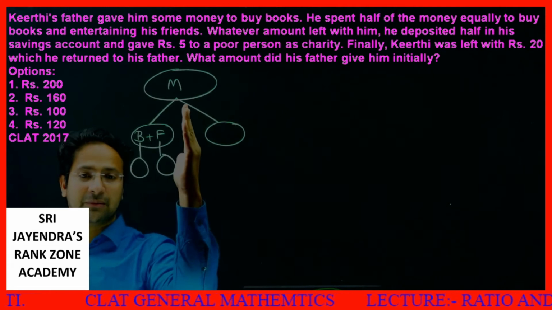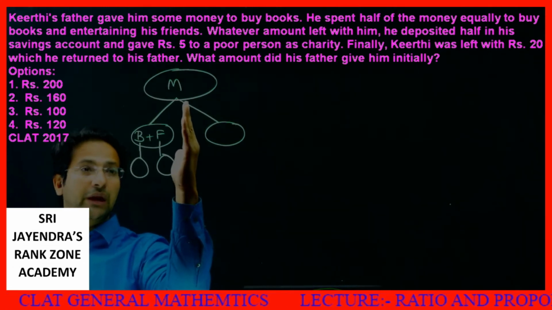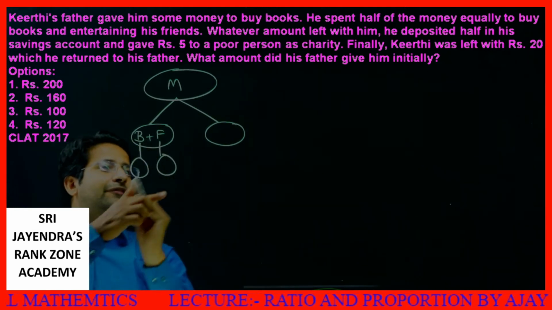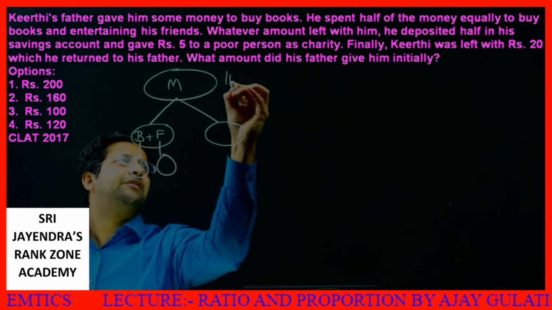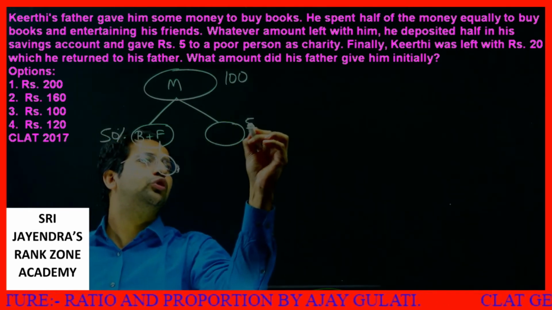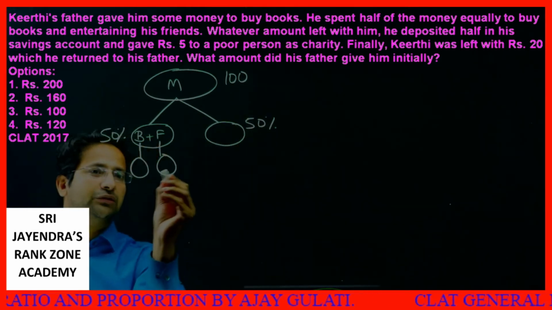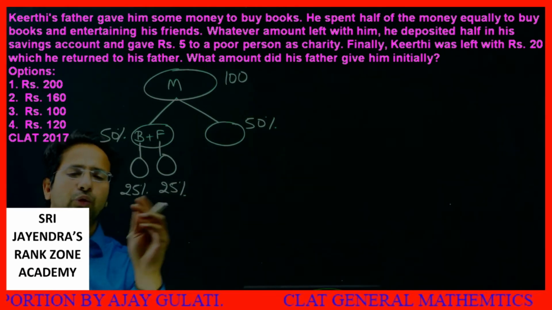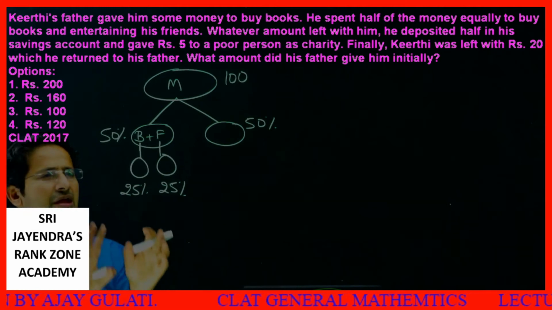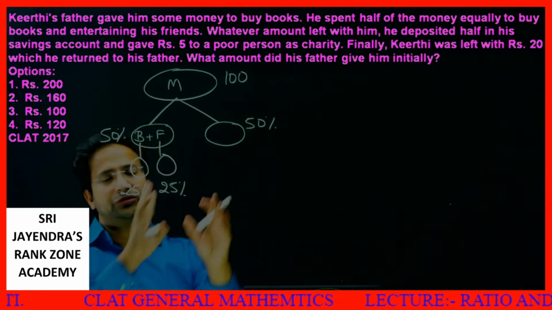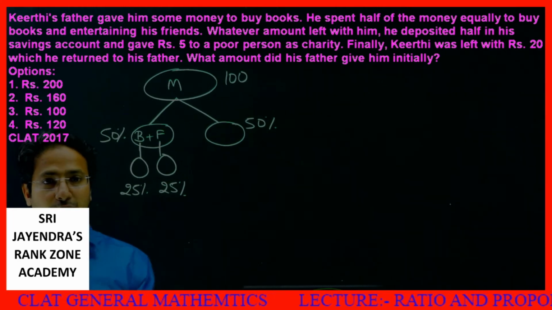He spent half the money equally on books and friends. Now whatever amount is left is again half. Let's say this is 100%, so this is 50%, and this is also 50%. Now this is distributed among these two, 25%, 25%. But students, I'm doing it in detail because it is given in the question, but you don't need these things. You will realize that the question becomes really easy after reading one or two more lines.